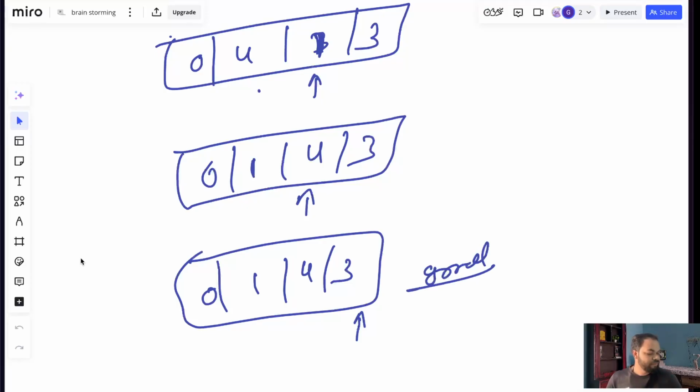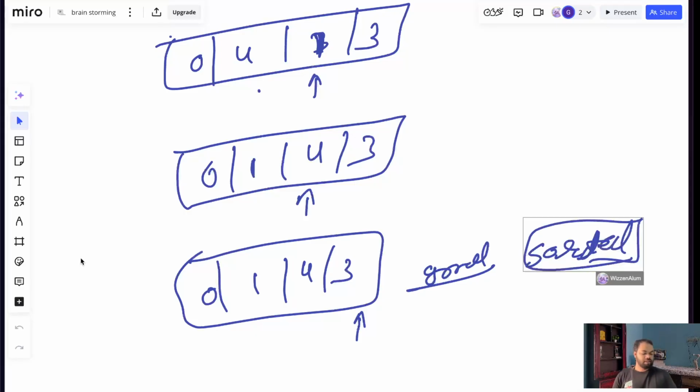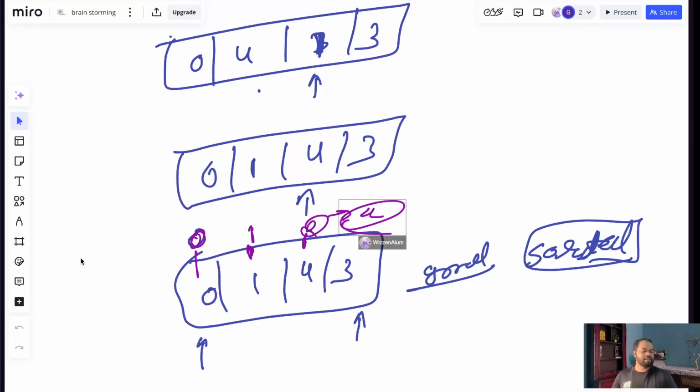We will say sorted, right? Now we need to find the missing number. So we'll start here. If something is not present at its index, that means that index is not available in the array. 0 is present, okay. 0 is present at the 0th index, 1 is present at index 1, 4 is present at its place, so that means 2 is missing. That's the solution.